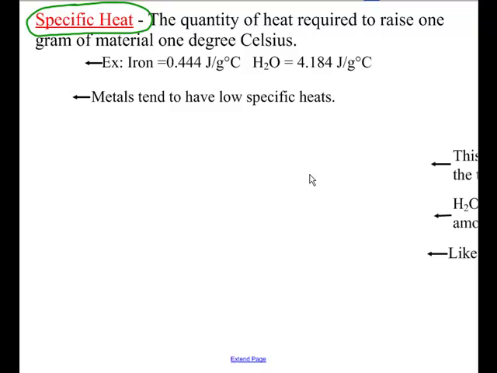And it turns out that metals tend to have a low specific heat. That's what makes them great conductors of energy. I heat up a metal, it'll conduct that energy. And so they're good for use in pipes and heating applications like that, stoves, all those kinds of things.